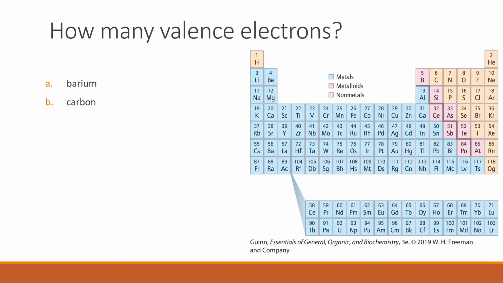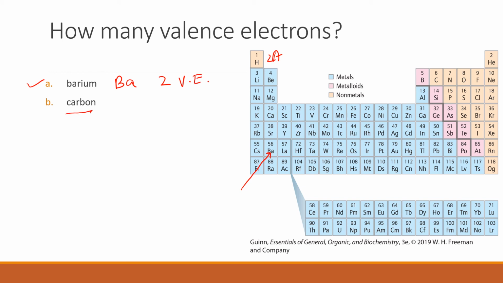So firstly, how many valence electrons are present in barium? In order to find valence electrons, first we need to know in which group barium is present. The symbol for barium is Ba, and barium is number 56. It is here. If we look at it, this group number is 2A. So 2A means it has 2 valence electrons.